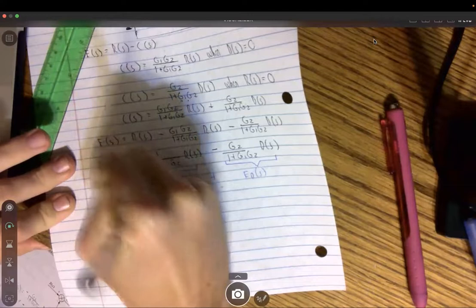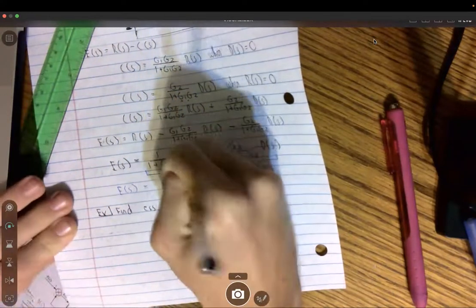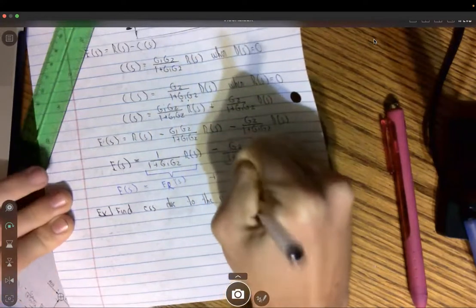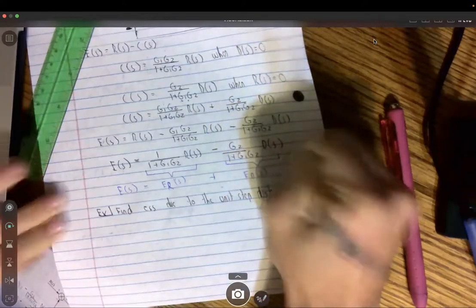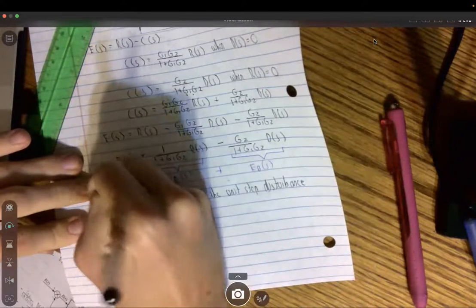Find the steady state error due to the unit step disturbance. Okay, so we need to find the error due to the unit step disturbance. And so they give us specifically the block diagram, which is R of S.